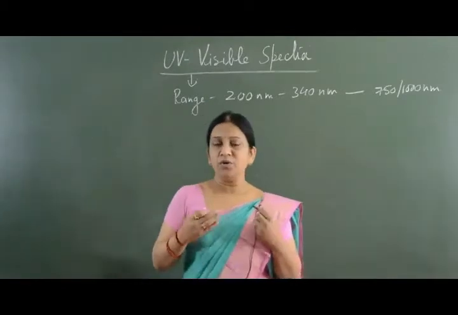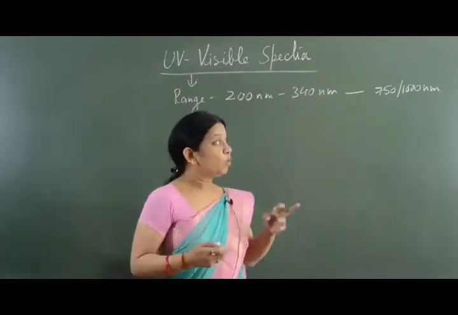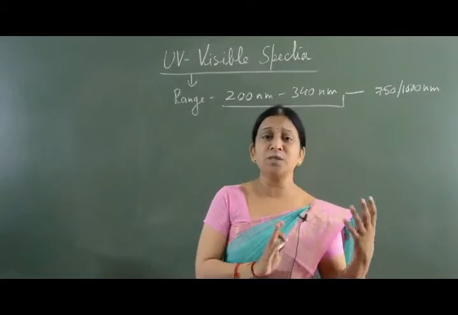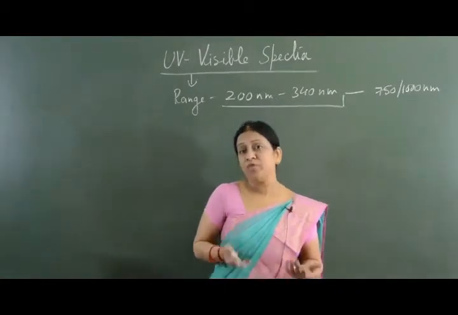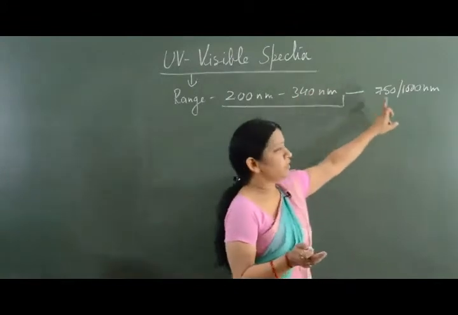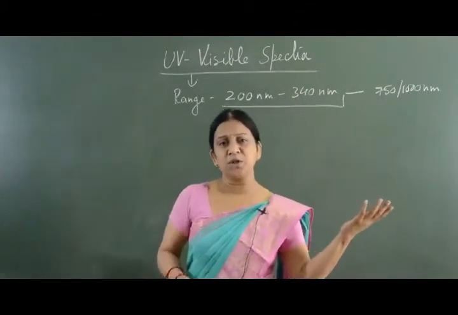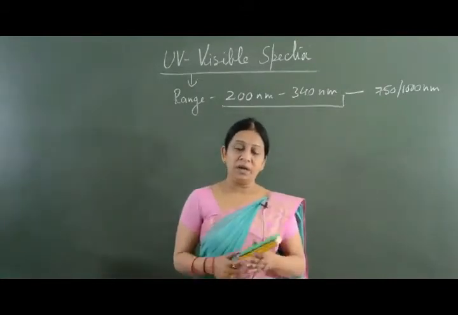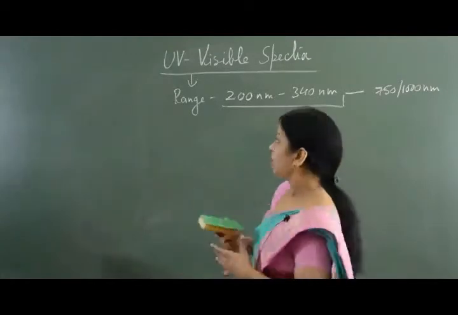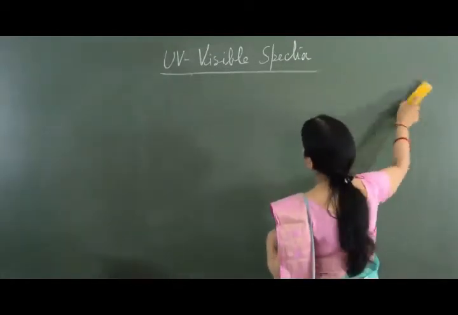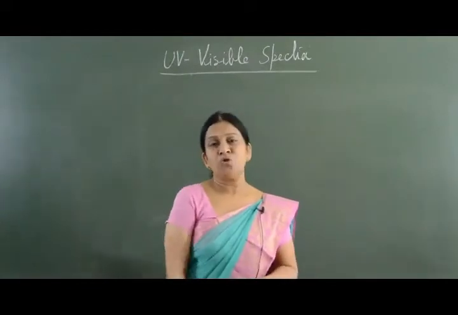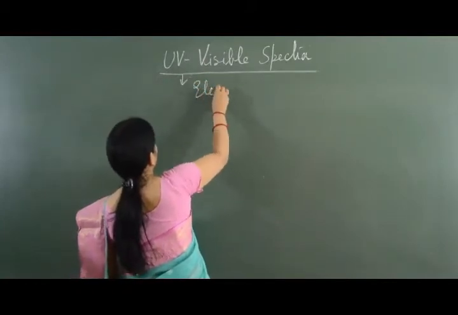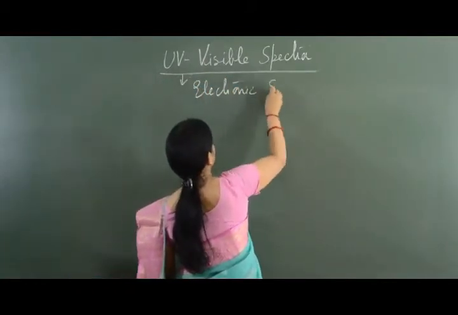So, if you are asked what the UV range is, then the UV range is from 200 to 340, and after 340 we have the visible range. But if you are asked what the UV visible range is, then it is from 200 to 750 or 1000 nanometers. So, this is the range. Now, what we actually deal with in UV spectra is electronic transitions. Therefore, it is also known as electronic spectroscopy.